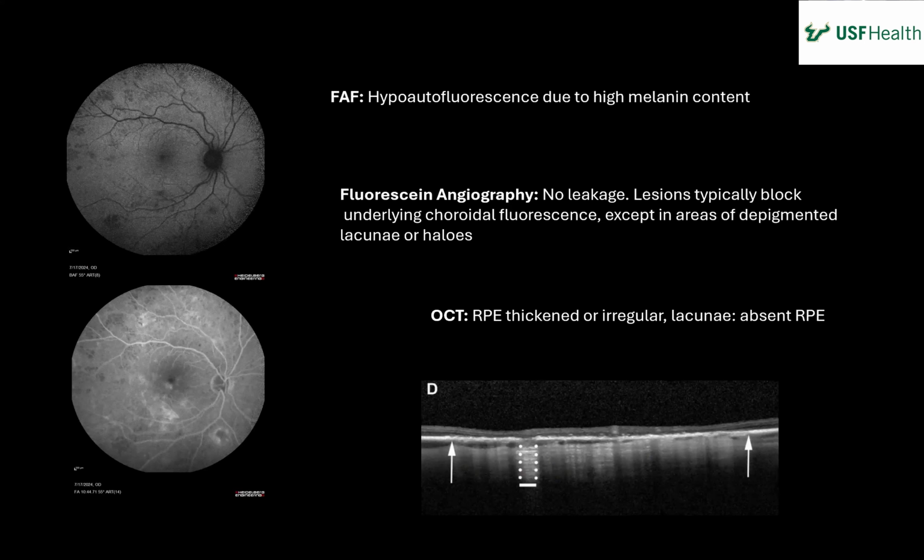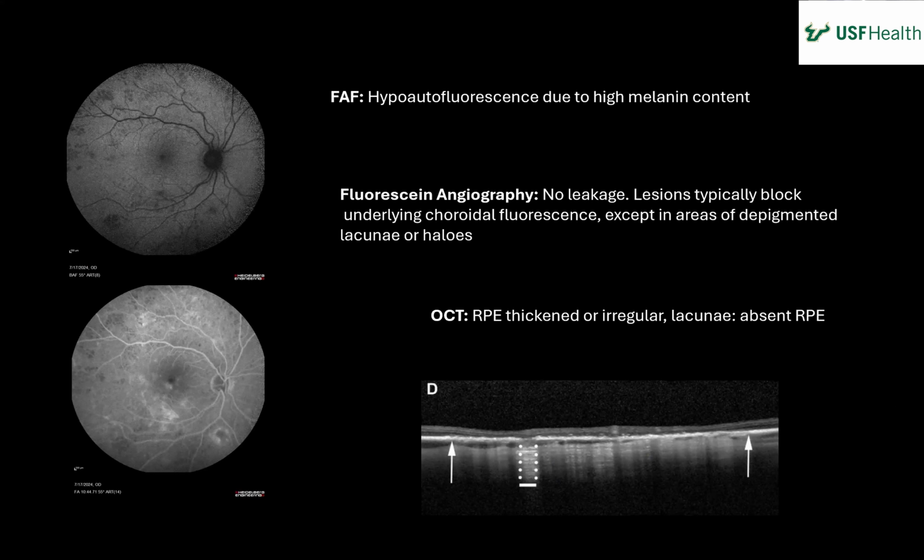So in FAF, like we noted, these CHRPE-like lesions will be hypoautofluorescent, and that's due to high melanin content within the RPE. FA shows no leakage. They typically block underlying choroidal fluorescence, unless you have lacunae or halos around or within the lesions. And we noted that these are the exact images from our case.